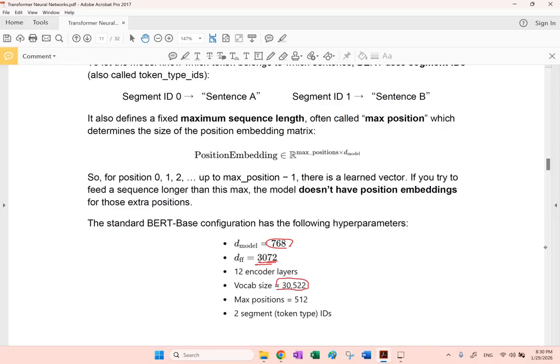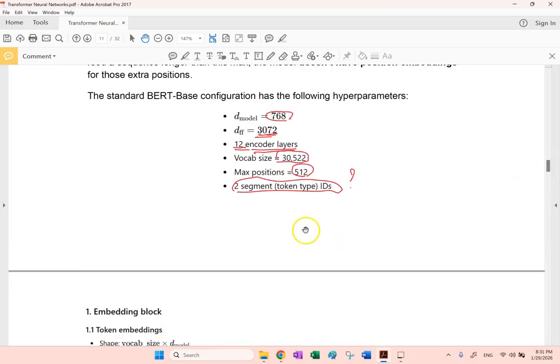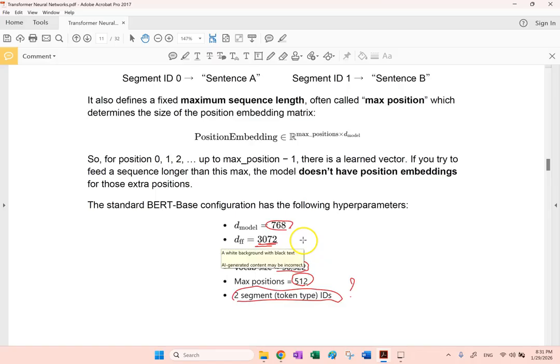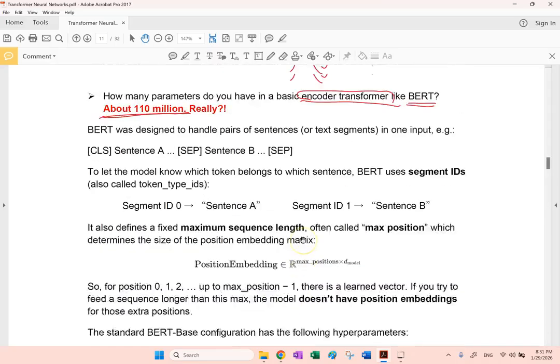For max position, the dimension was 512. It has 12 stacks of encoder layers. So each one of them with a multi-head attention is 1 stack, and it has 12 of those. And then there are 2 IDs for each token. What is that? I'll tell you. But this is the detail for the standard BERT, the one that was originally introduced. Now, how would you end up with 110 million? Well, let me tell you.